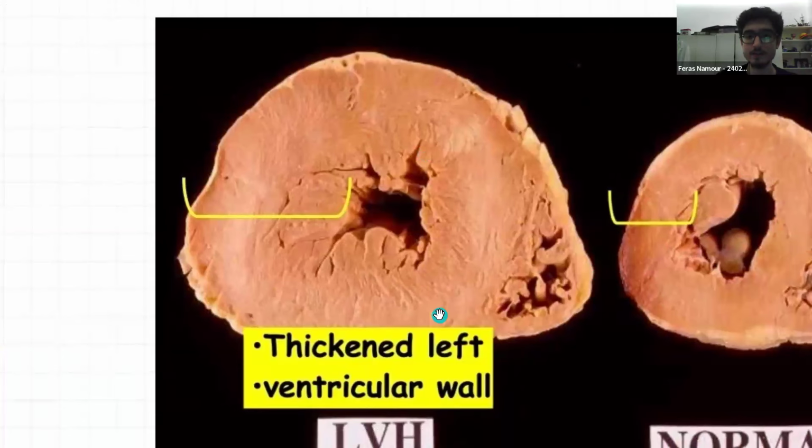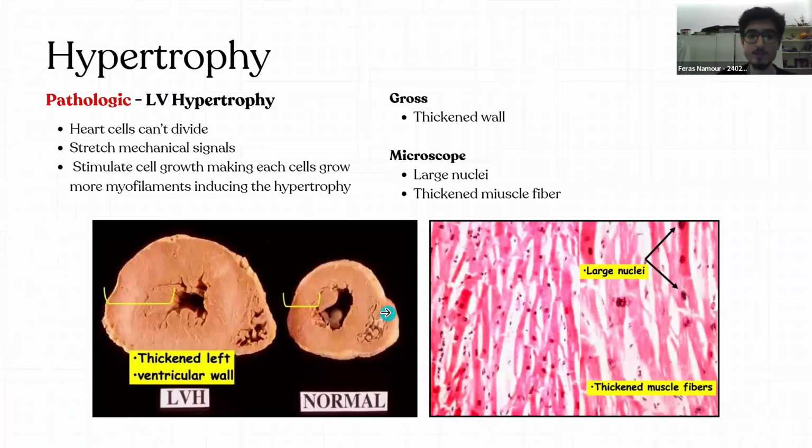But what do we see here? A much thicker left ventricle compared to the normal left ventricle. So what's essentially happening here is, because the heart cells can't divide, and there is a need for more pumping of the blood, there's increased workload on the heart, we need to adapt. So how do we do that? Through hypertrophy. Stretch mechanical signals will then stimulate cell growth. And because we can't divide, we'll just elongate more myofilaments, and we're going to induce this hypertrophy.